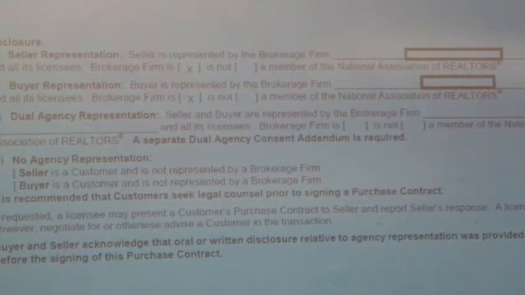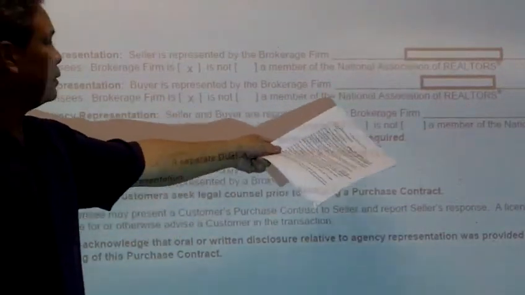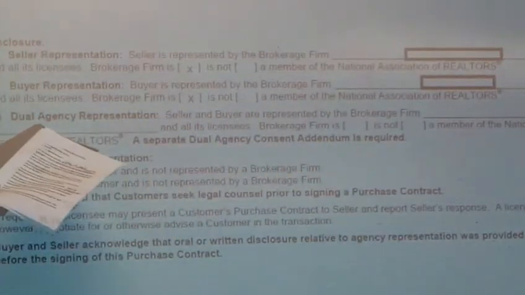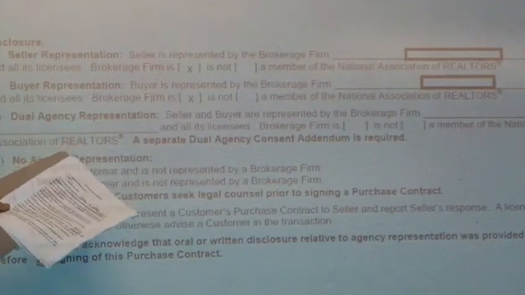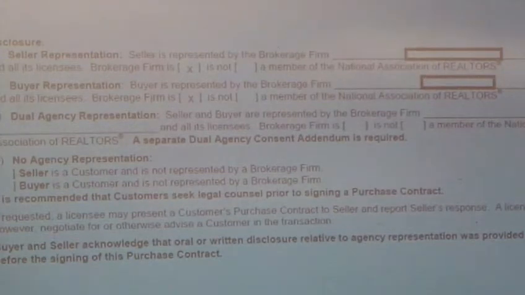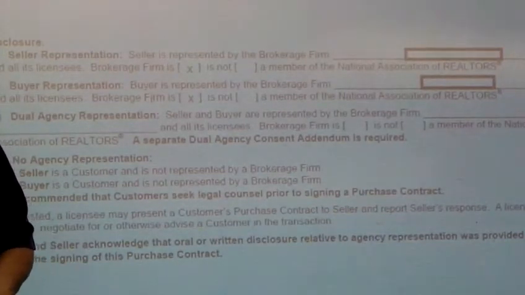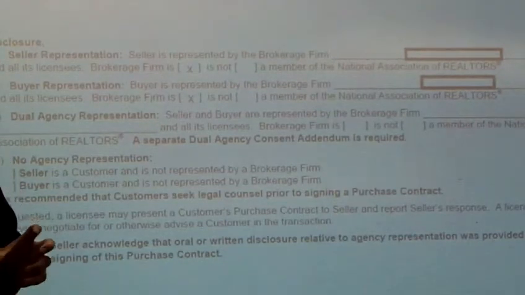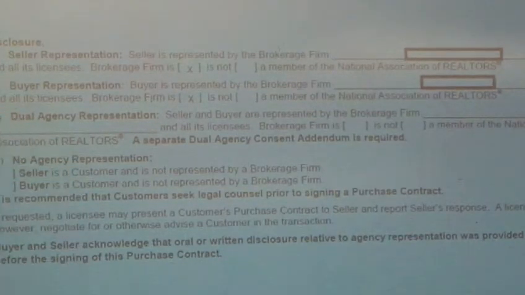Okay. Dual agency is if we're representing both parties. So for the brokerage firm, you would put iNet Realty, is a member, and we're representing both parties. In the case of dual agency, a separate dual agency addendum needs to be attached to this. But just understand that in the templates, the default is for buyer's representation. So if that's not the case, then you have to change some of these things.